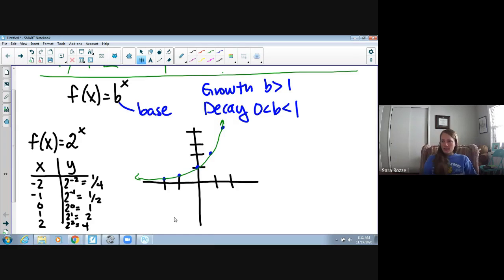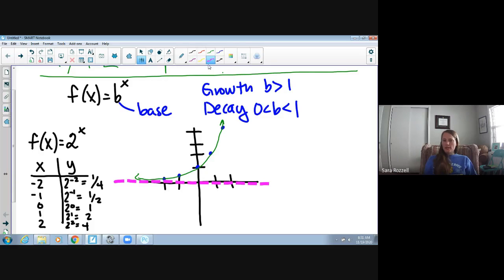We're never going to get below the x-axis with this one because 2 to any power is always a positive number. You can't turn it into a negative number by raising it to a power. So since we are not going to cross this or get to 0, we've got an asymptote that goes along at 0. Okay. So for this, our domain is all real numbers because you can plug any number in, but our range is only the y values that are greater than 0.